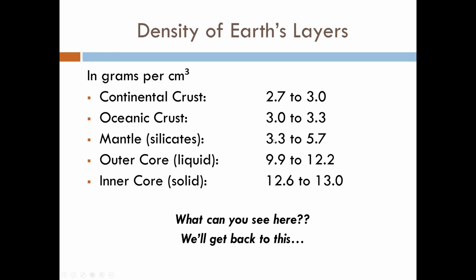We can see that the mantle starts off at the same density as the oceanic crust, however, is denser than the continental crust. And we can see that here's this massive change between the mantle and the outer core, and then a slight change between the outer core and the inner core. We can see that there is almost an overlap between oceanic crust and the mantle.